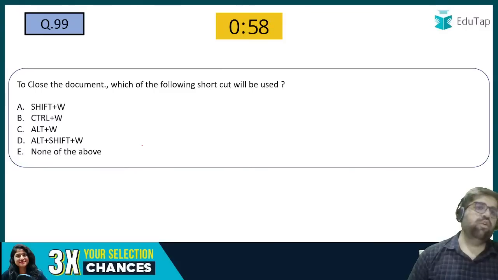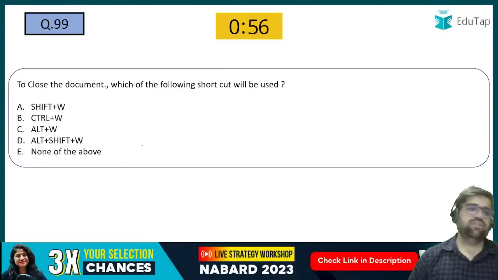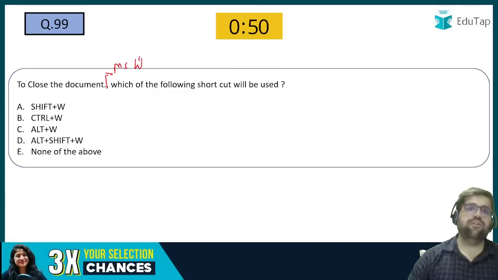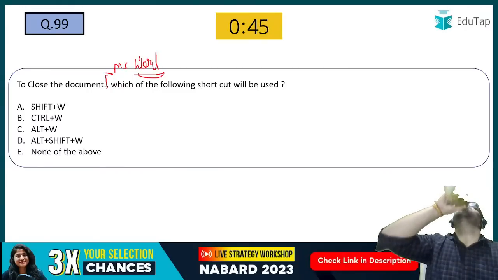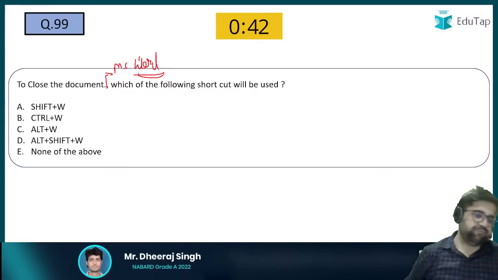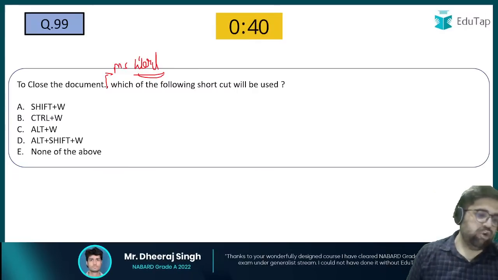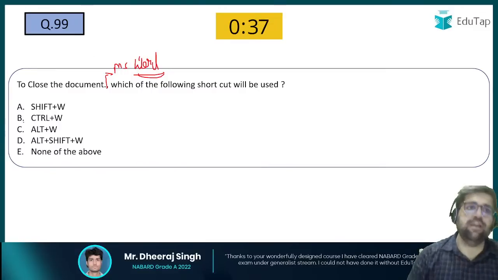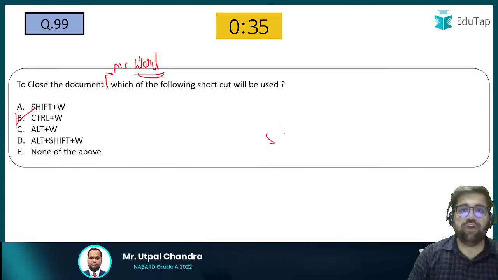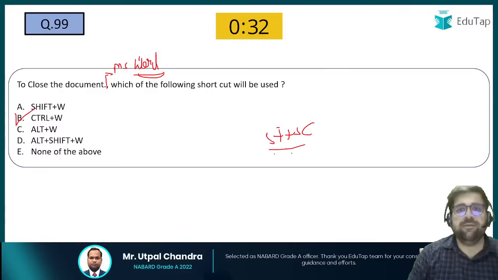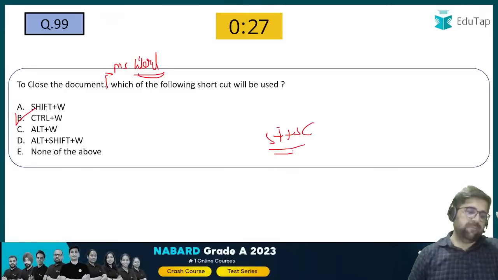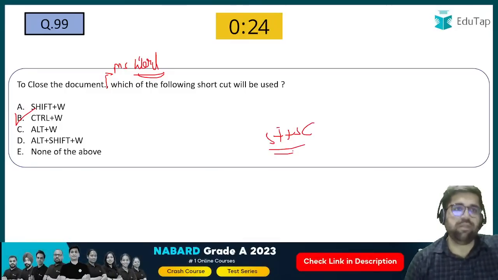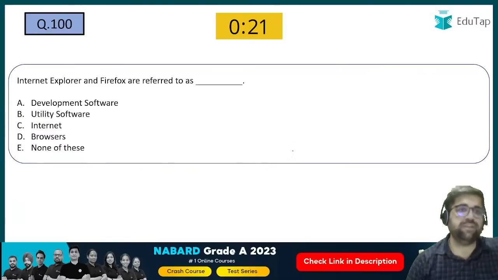Question number 99. To close the document, which of the following shortcut will be used? Document in MS Word. Okay, in MS Word, if you have to close a document, then which of the following shortcut will be used? Yes, Control plus W. Theek hai? Main pehle hi bol raha hu aap logo ko, short forms and shortcuts, 100% question will come. Now what will come, that depends, but definitely question will come. Therefore the answer of this particular question will be option B.